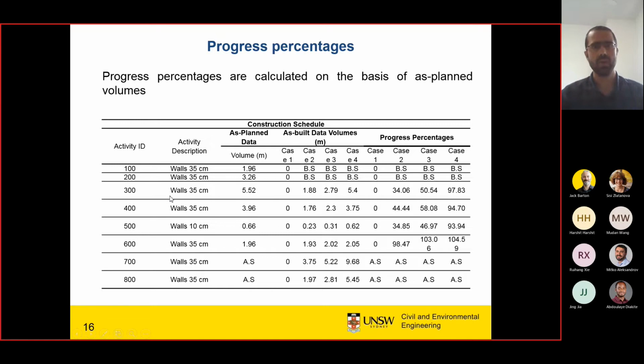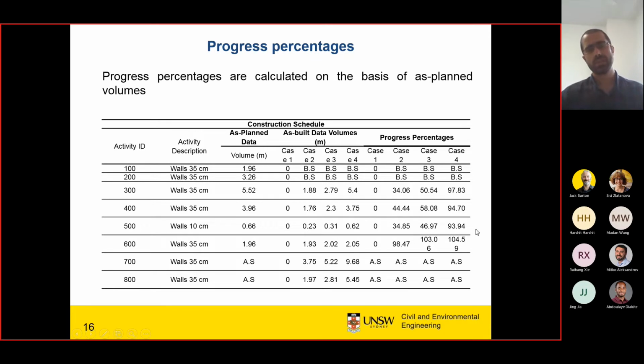For example, for wall ID number 300, we have the progress of work on the wall like 34%, and then 50%, and then 97%. Again, since every work has some errors, this work will also have some errors. If you see case 4, the progress will be 97, 94, 93, and more than 100. The letters BS and AS here show ahead of schedule and behind schedule.